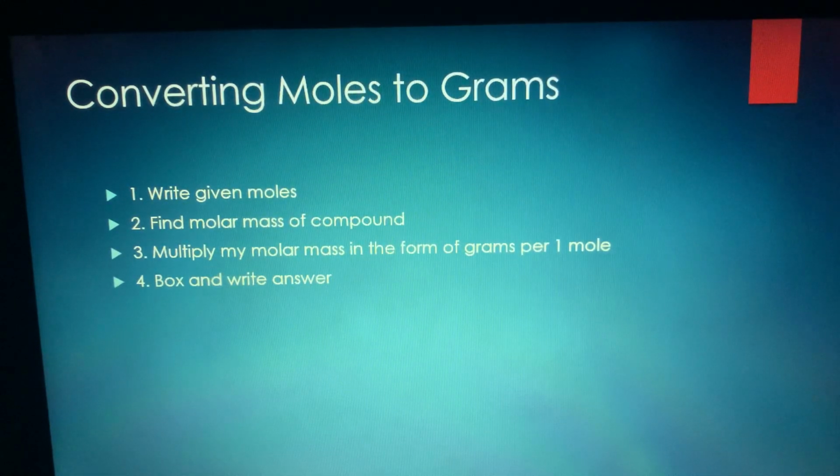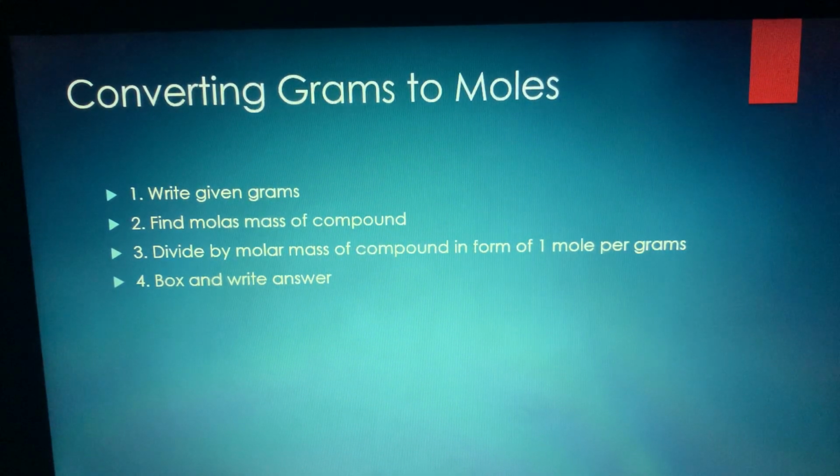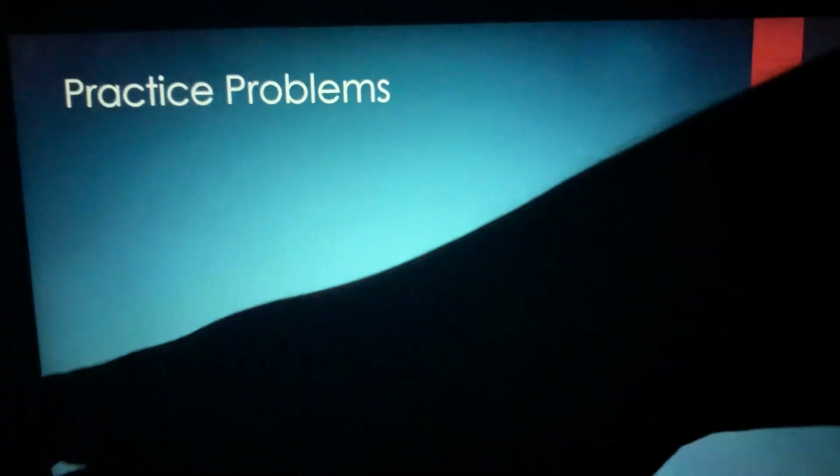So if we're converting moles to grams, which you'll be doing today, you write the moles, find the molar mass of the compound, multiply by the molar mass in the form of grams per 1 mole, then you box and write your answer. But if you're converting from grams to moles, you write the given grams, find the molar mass of the compound, divide by the molar mass in the form of 1 mole per grams, and box and write the answer. Let's do some practice problems.